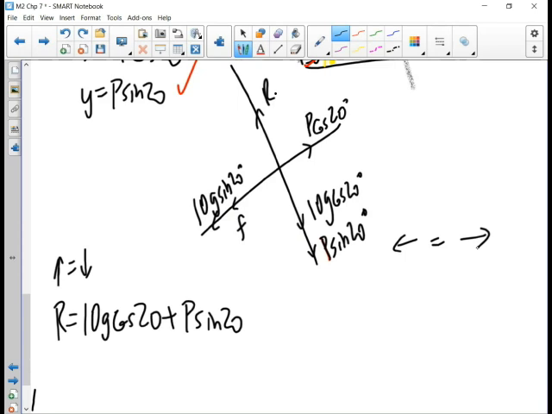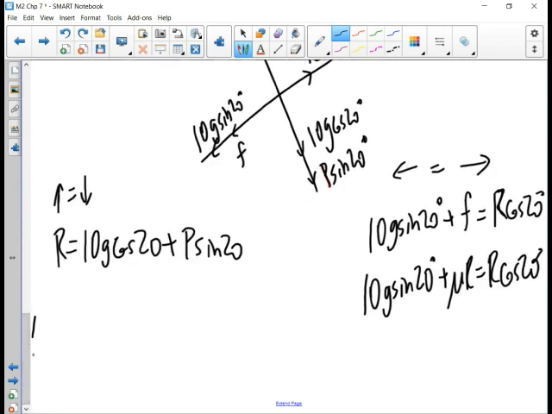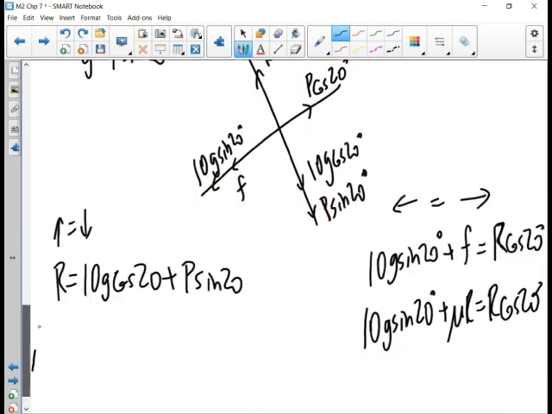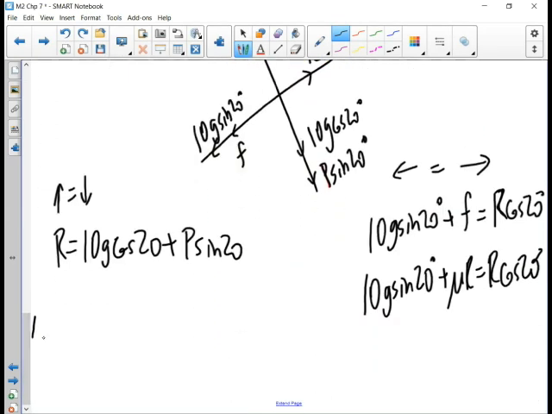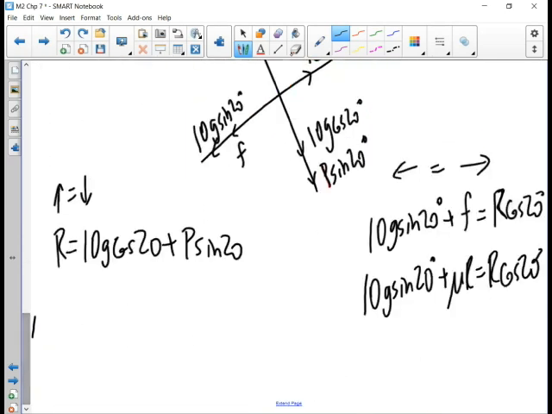So left equals right on the x. So 10g sine 20 plus friction equals P cos 20. We know friction could be written as mu R, so I'm going to rewrite again. This time I'm going to plus mu R equals, is it R cos 20? Sorry, it's not R cos 20, is it? It's P. So P cos 20.